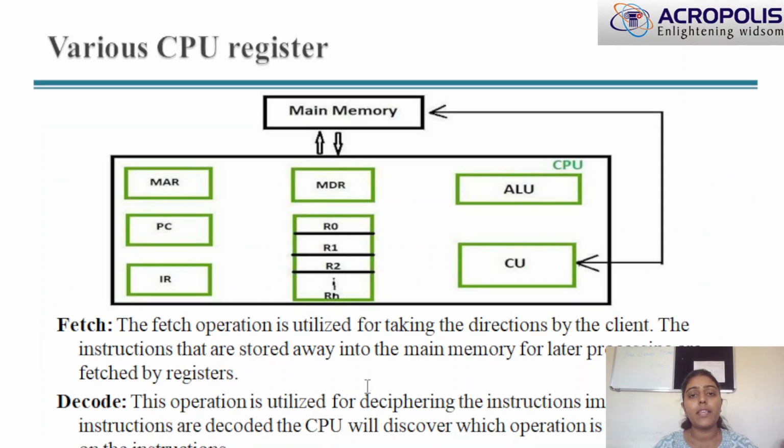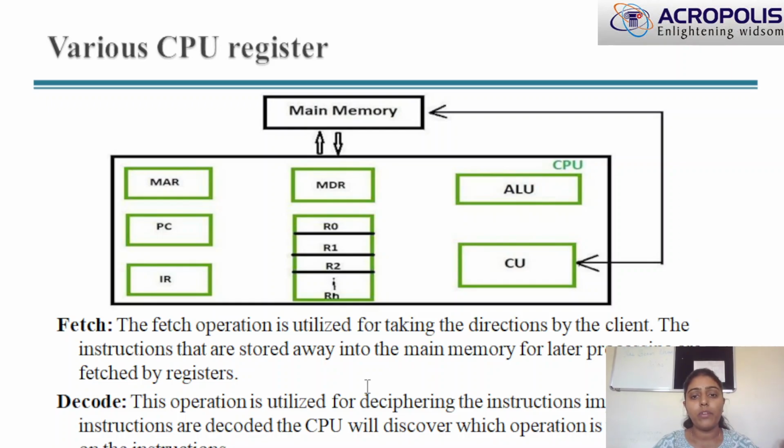Here, the various CPU registers are shown in the figure, and the process of fetching an instruction and decoding the instruction. That means if a user wants to save some storage, or if they want to fetch, decode or execute any instruction, the fetch operation is utilized for taking the directions from the client. The instructions that are stored in the main memory for later processing are fetched by registers.